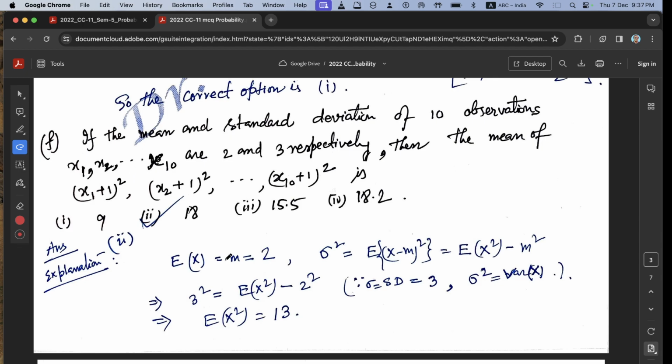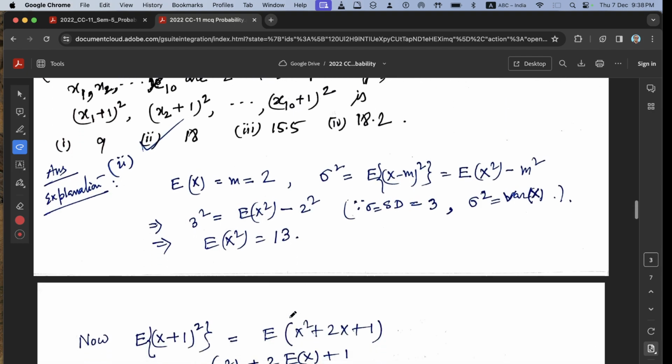Here the expectation of X, that is the mean m equal to 2, is given in the question, and the standard deviation is 3, so the variance sigma squared is 3 squared. Sigma squared, the variance, equals the expectation of (X - m)^2, so E of X squared minus m squared. So 3 squared equals E of X squared minus 2 squared, since m is 2. So E of X squared equals 13.